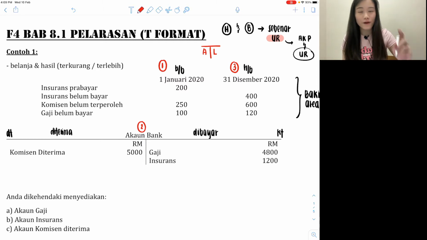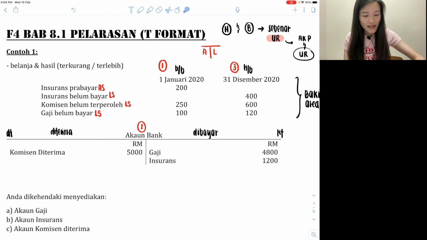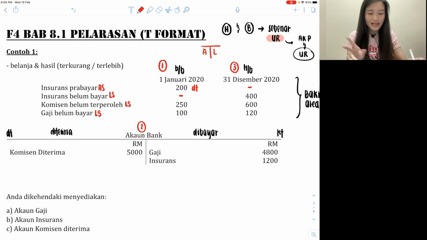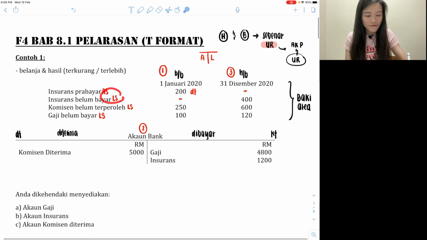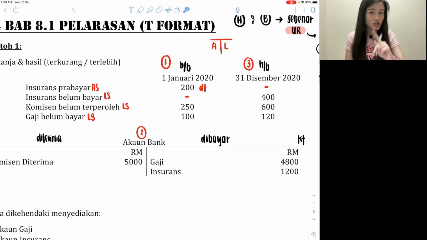Alright, so let's start from klasifikasi. We'll do a quick one. Prabayar is AS, belum bayar LS, belum terperoleh LS, and belum bayar also LS. Once you have done, then we follow this, okay? Assets baki BB will always be on the debit side. That's why this is the only one. Well, here there's no number, so you just leave it as a dash, also can. Secondly, we have this LS here, but unfortunately no number, so you don't need to label them. There's no baki BB for insurance belum bayar.